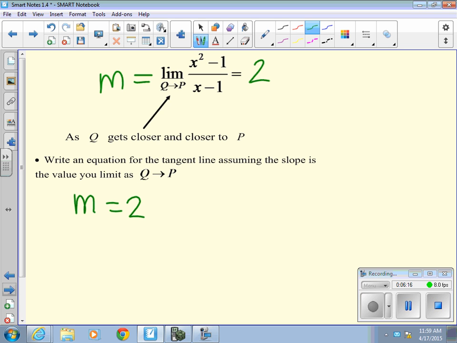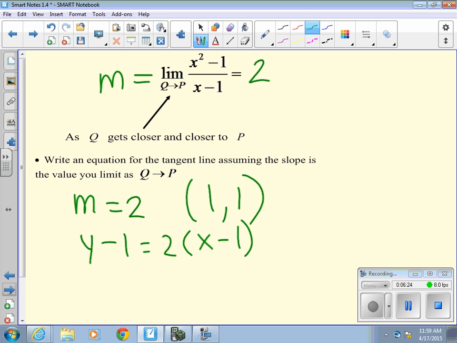We have the point (1, 1), and we can write the equation of our line, whether you use point-slope form or slope-intercept form, it doesn't matter. But we get y equals 2x minus 1.